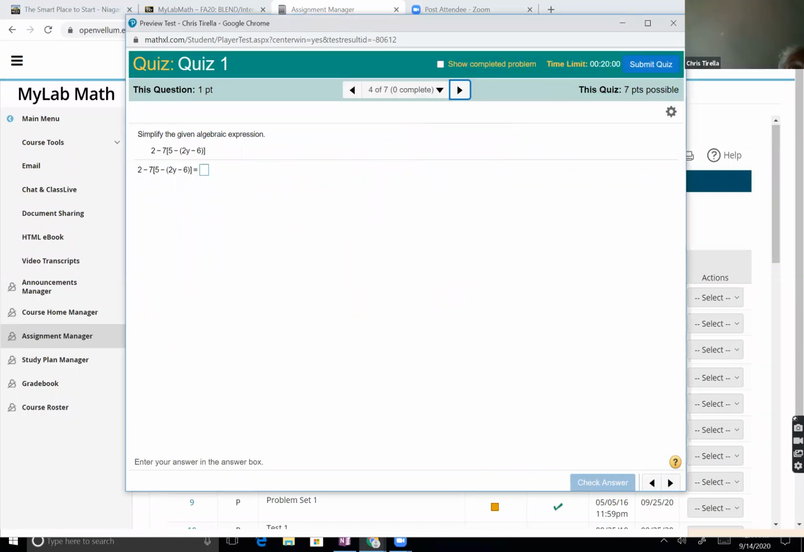Next one, this one was a little bit more involved. A few more people had problems with this. We have 2 minus 7 brackets 5 minus parentheses 2y minus 6. In addition to penmanship errors, there were a few people that somewhere in the middle of a problem changed operations. After you distribute, you can't just turn addition or subtraction into multiplication. So be careful with what's written.